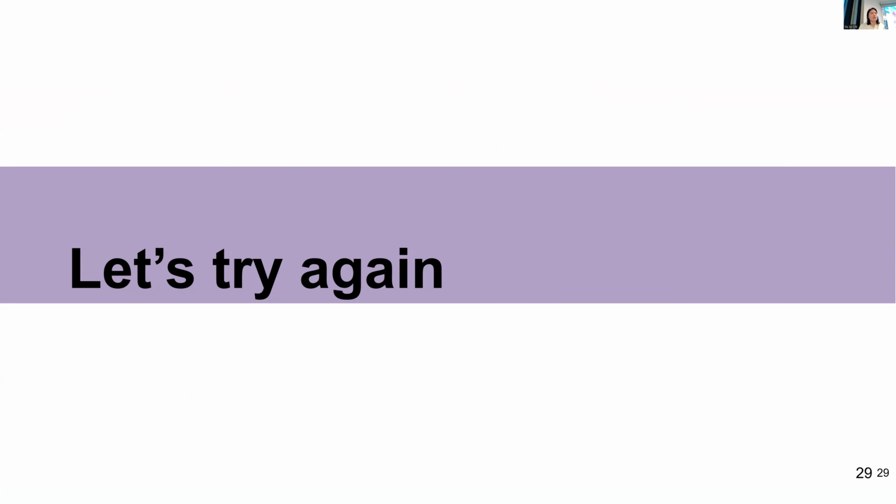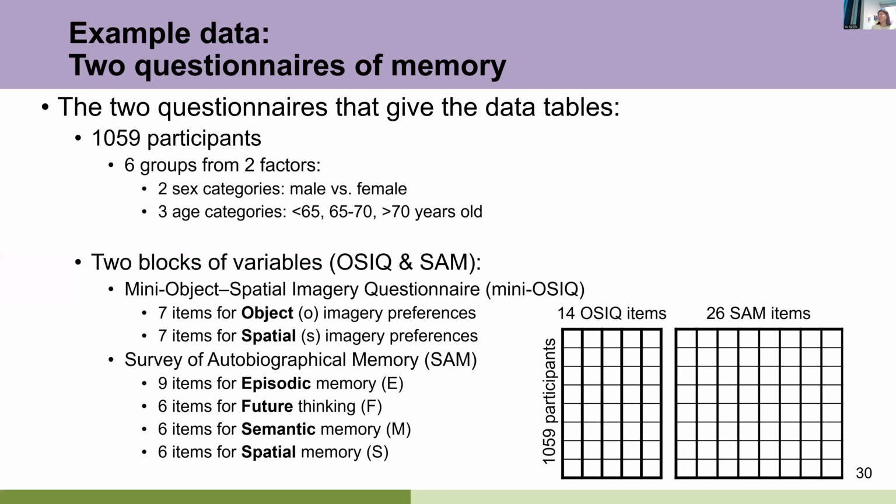We're going to try again to go back to the examples. Wait, are you guys ready? Or are there any questions? Any other questions? No? Okay, let's go back to it again. So remember the two blocks with the object spatial imagery and the autobiographical memory?